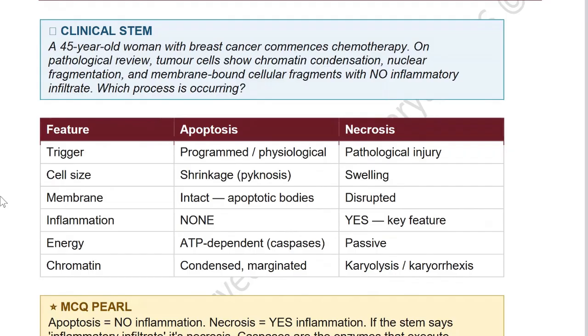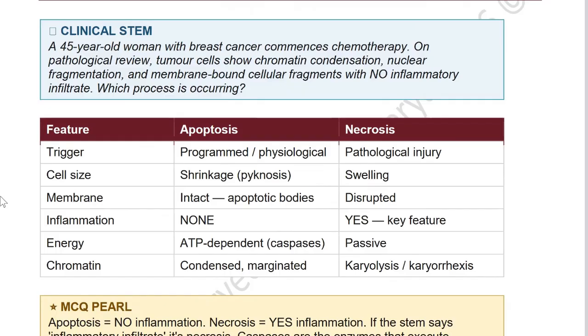So clinical stem, you want to look for a 45-year-old woman with breast cancer who commences chemotherapy. On pathological review, tumor cells show chromatin condensation, nuclear fragmentation, and membrane-bound cellular fragments with no inflammatory infiltrate. Which process is occurring? So all of these features are for apoptosis. Well done. So the features you want to look for are the trigger.